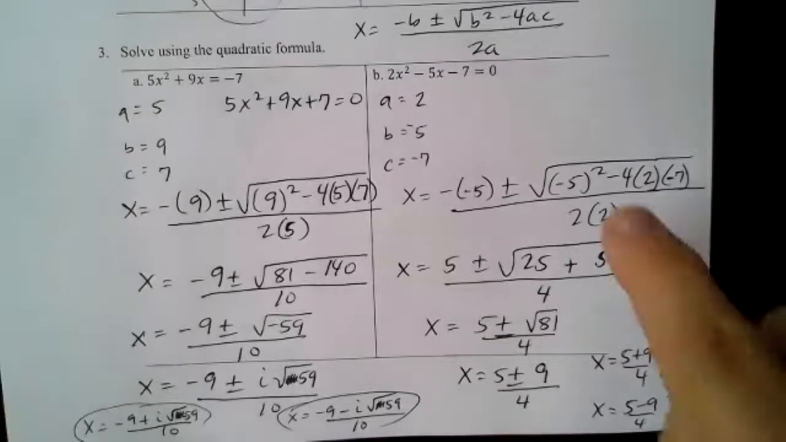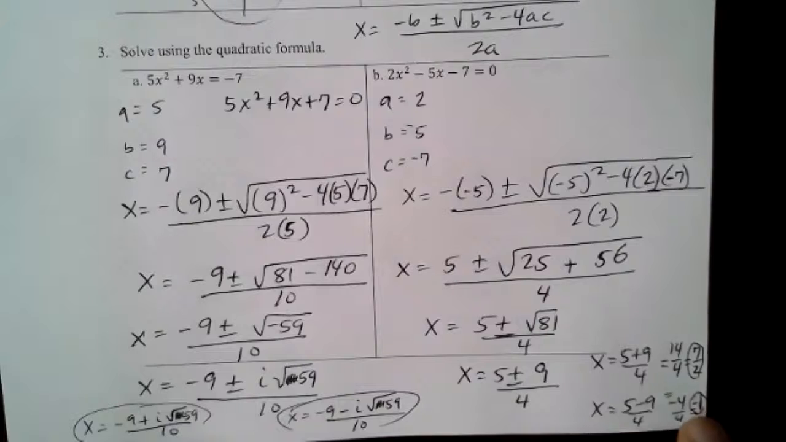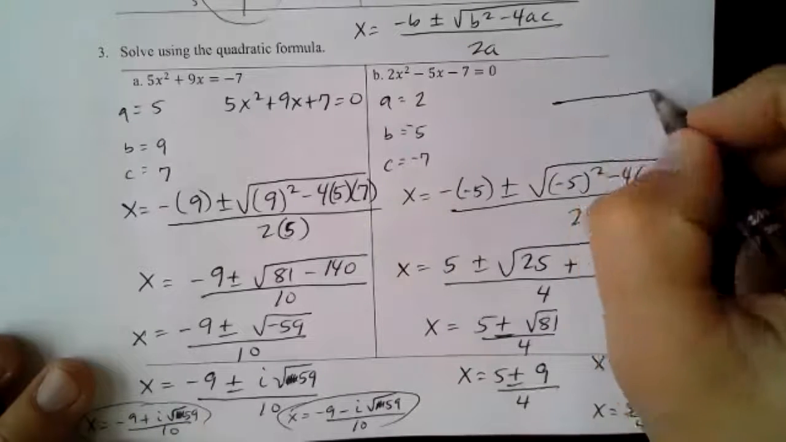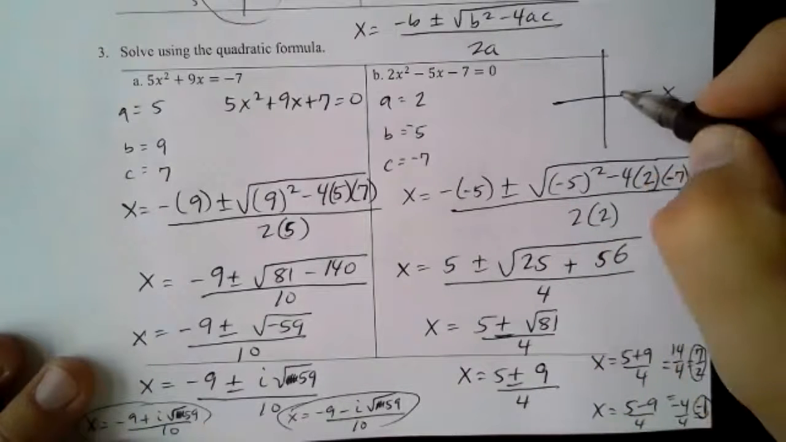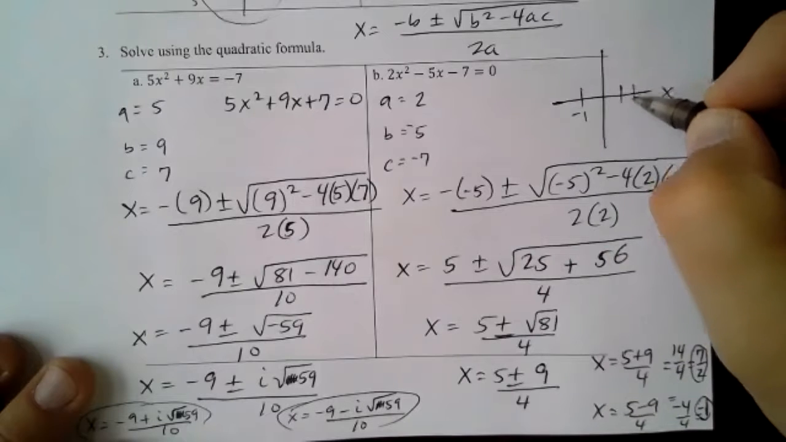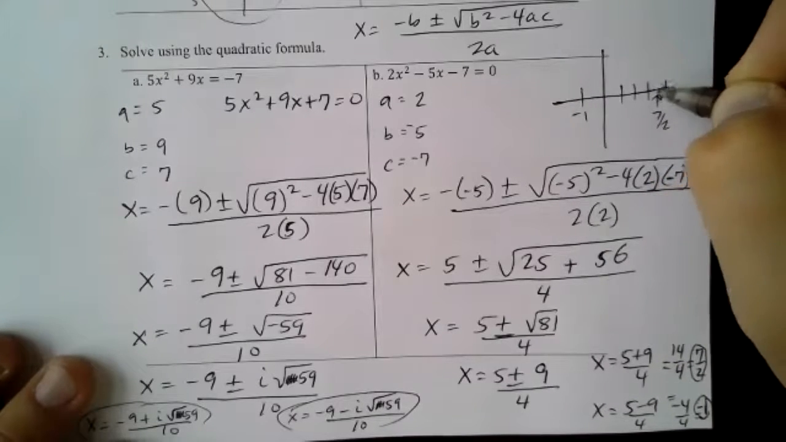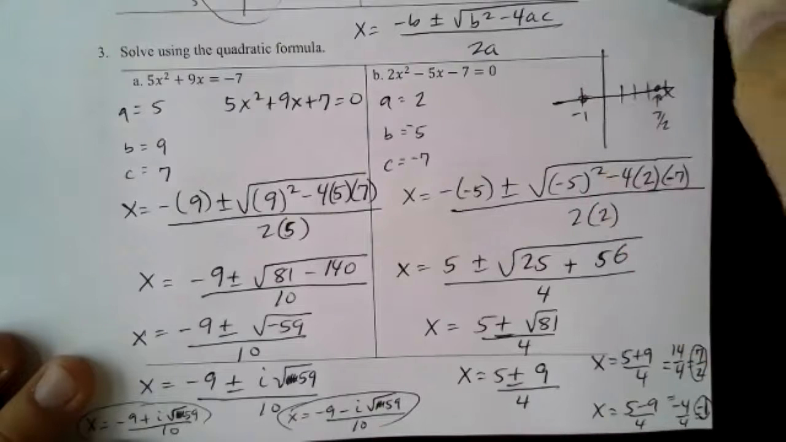Okay, so that was a lot of work to get to the answers. The answers are 7 over 2 and negative 1. That's where it crosses on the x-axis. So at negative 1, and then 7 over 2 is 3.5. 1, 2, 3, 4. At 7 over 2, the dot would be here, and the dot would be there.